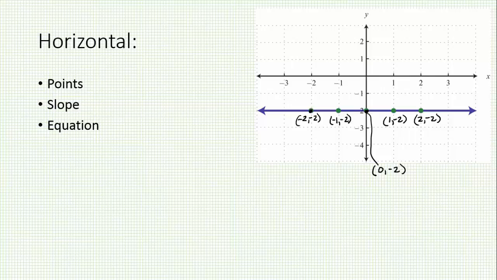Let's take two of those and find the slope. It doesn't matter which two. How about the ones that are furthest apart? These two. So my slope formula, remember, is change in y over change in x. So let's find the difference between our y coordinates. Looks like -2 minus -2.